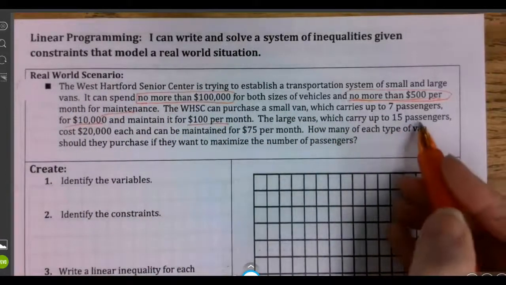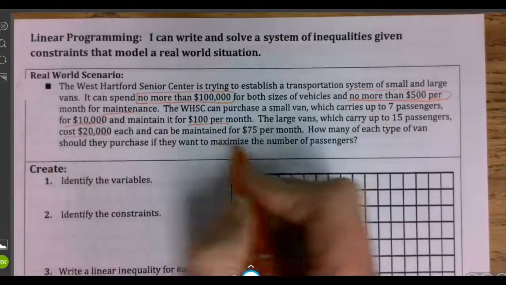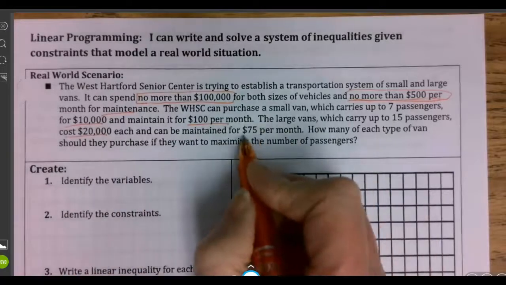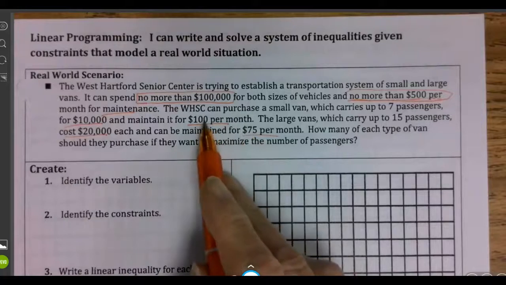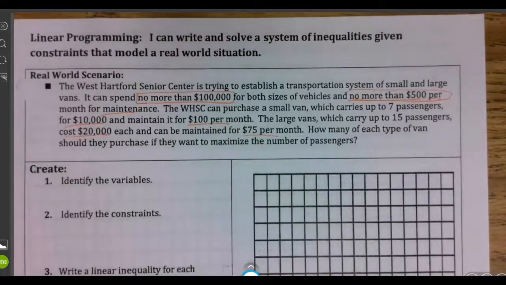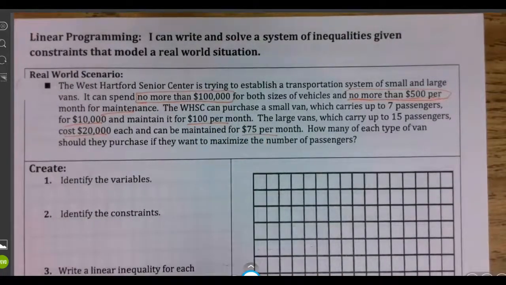Large vans can carry 15,000, cost is $20,000, and maintenance is $75. It's always weird to me that it costs more for maintenance on a small than it does on a large. But I don't know mechanics. We're not going to go there.